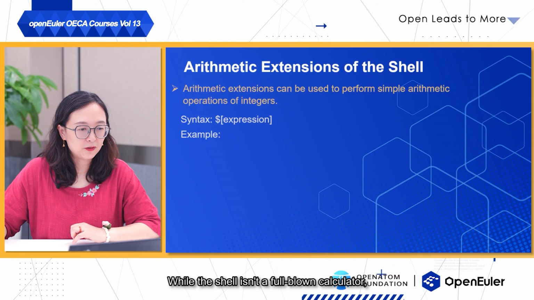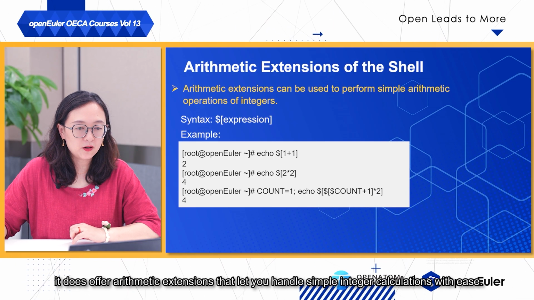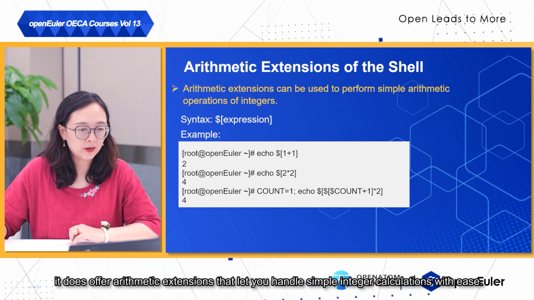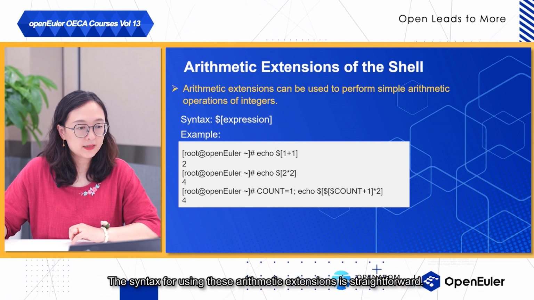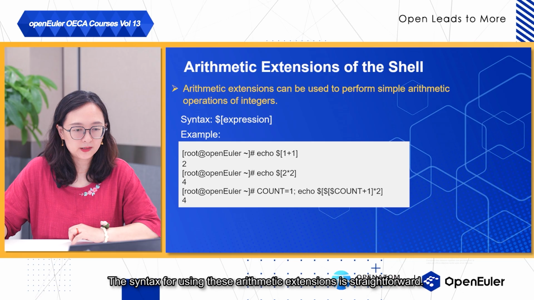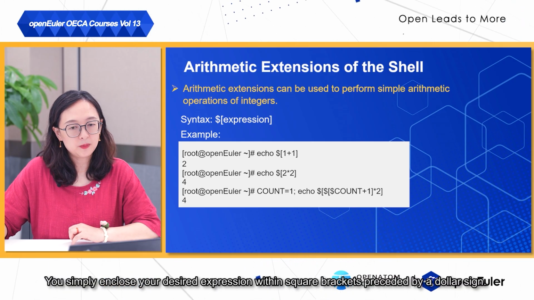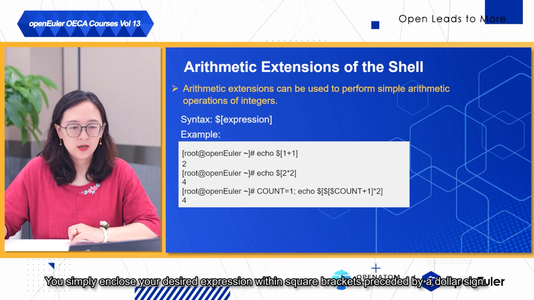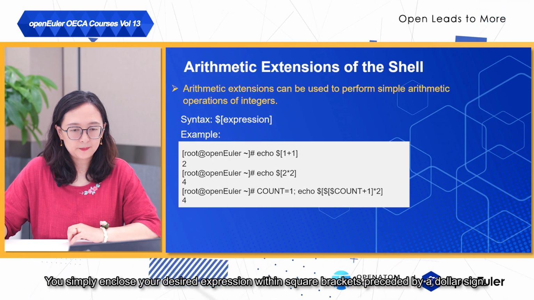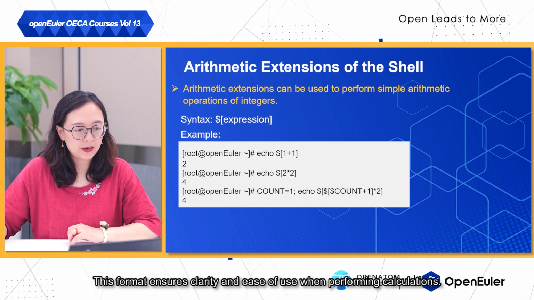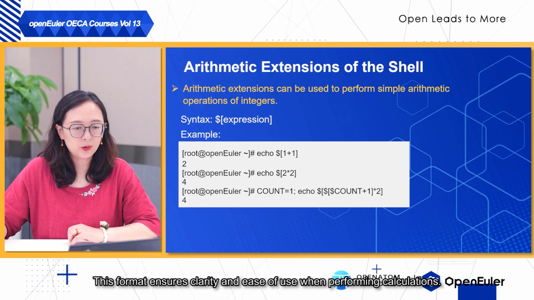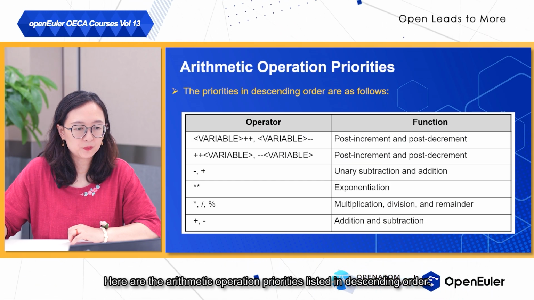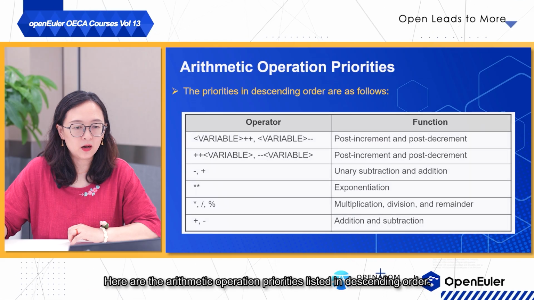While the shell isn't a full-blown calculator, it does offer arithmetic extensions that let you handle simple integer calculations with ease. The syntax for using these arithmetic extensions is straightforward. You simply enclose your desired expression within square brackets, preceded by a $ sign. This format ensures clarity and ease of use when performing calculations. Here are the arithmetic operation priorities listed in descending order.